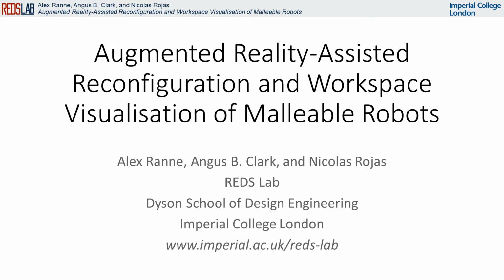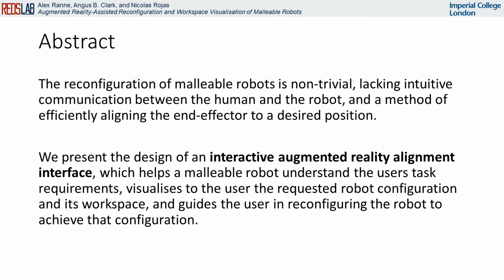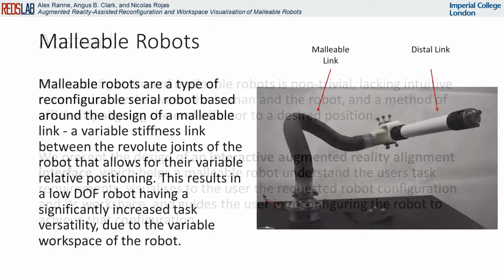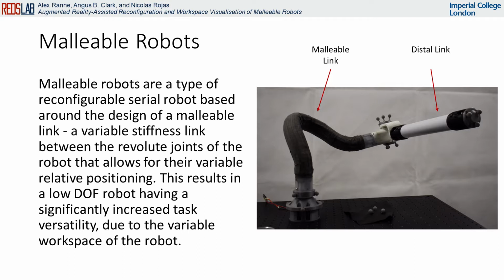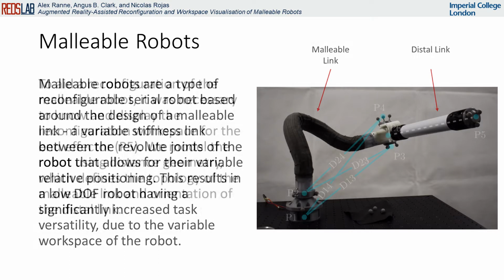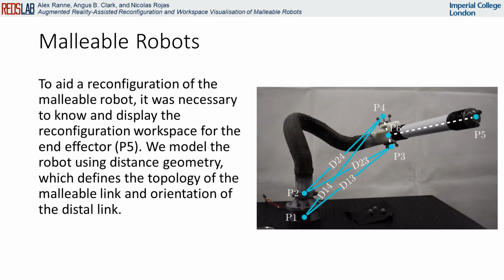In this article, we present an augmented reality-assisted reconfiguration and workspace visualization of malleable robots. Malleable robots are a type of reconfigurable robot with adjustable topology. However, accurately reconfiguring by hand and visualizing the results have so far been challenging.